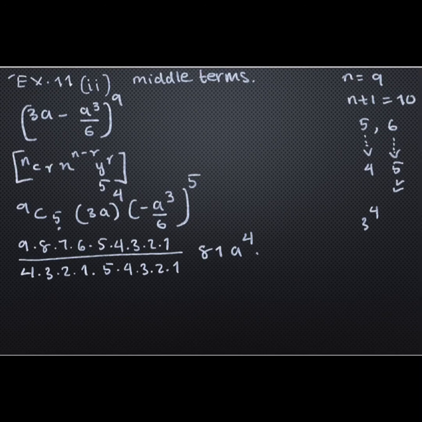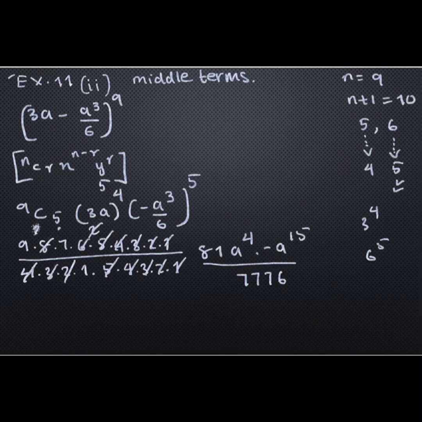Okay, negative a to the power 3 times 5 is 15, and 6 to the power 5 value is 7776. Use the calculator. Then we simplify. Okay, again 3 times 2 is 6, 2 and 2 cancel, 4 times 1 is 4, 4 times 2 is 8. So we have already found the value for 9 times 2 times 7. Now since we have negative, don't forget the sign. When we multiply we get negative only.